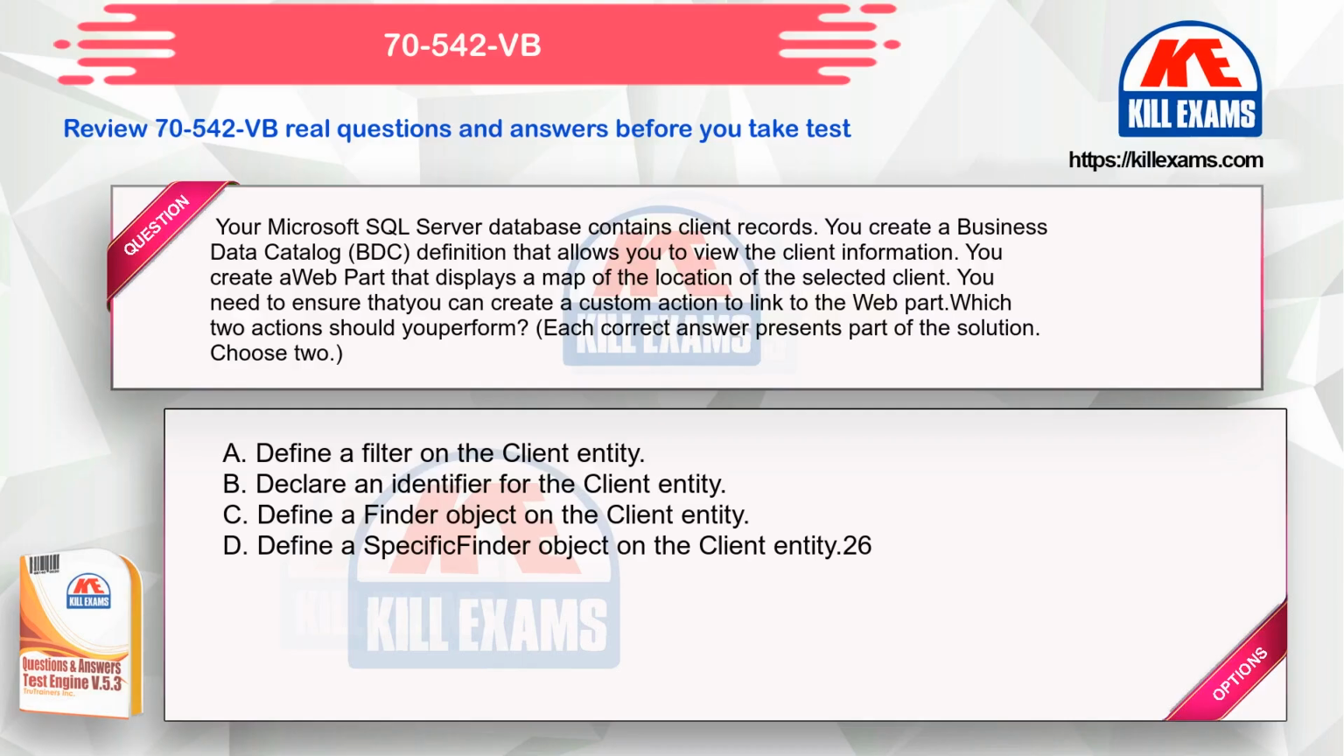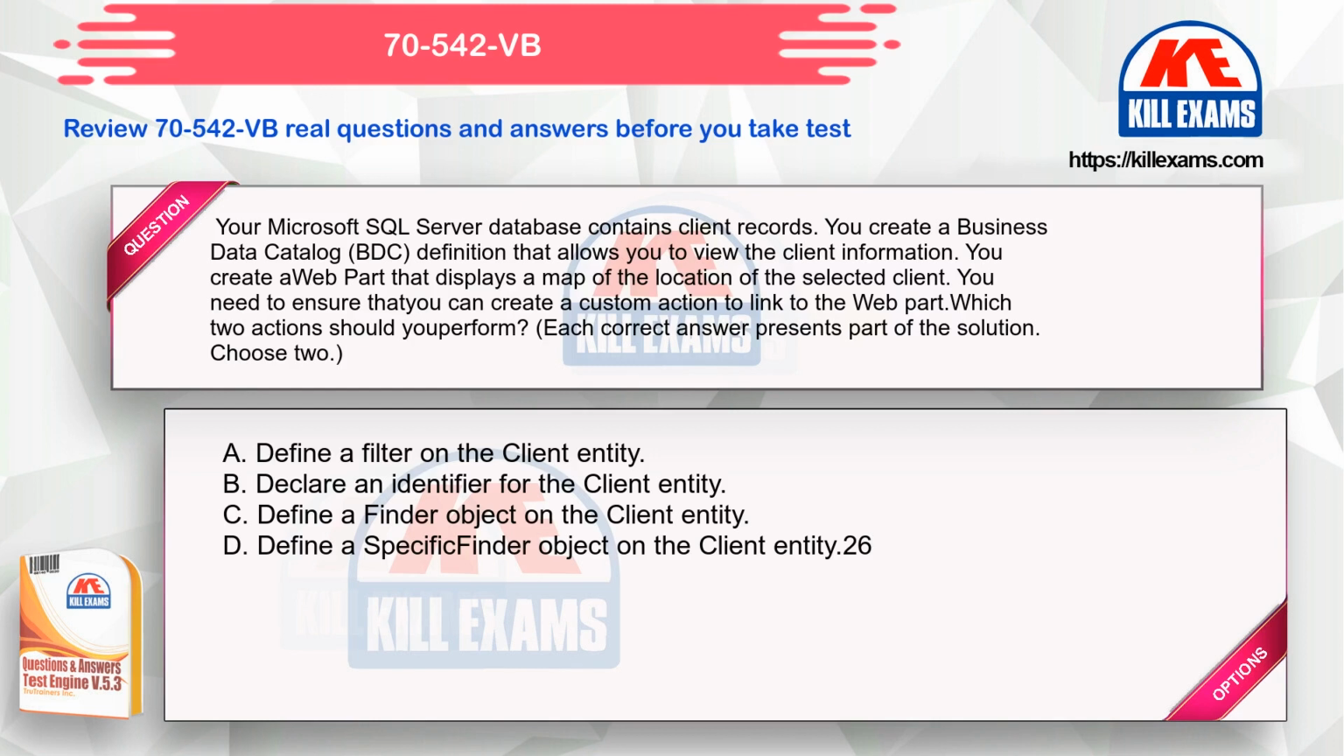Your Microsoft SQL Server database contains client records. You create a Business Data Catalog (BDC) definition that allows you to view the client information. You create a web part that displays a map of the location of the selected client. You need to ensure that you can create a custom action to link to the web part. Which two actions should you perform? Each correct answer presents part of the solution.